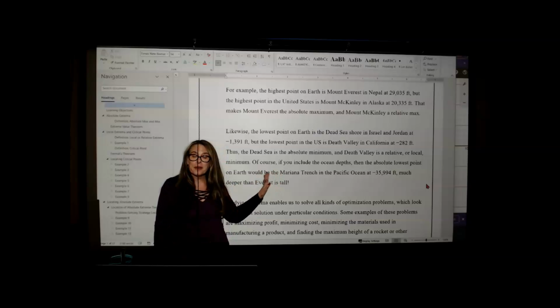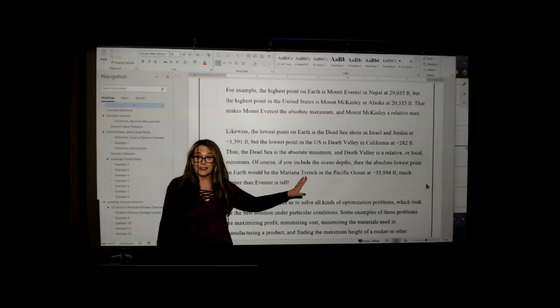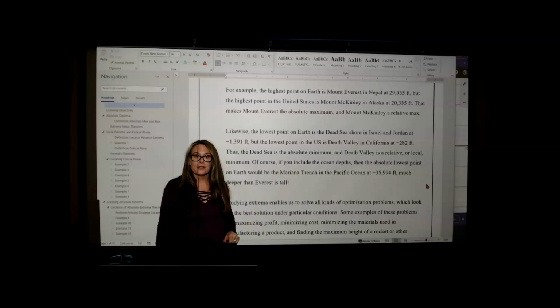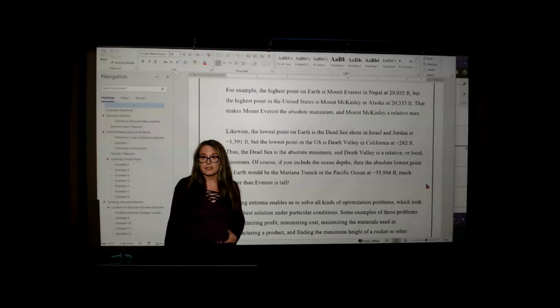If we include the Marianas Trench in the Pacific Ocean at negative 35,994 feet, this would definitely be the absolute minimum on Earth. It's more than a mile deeper than Everest is tall.